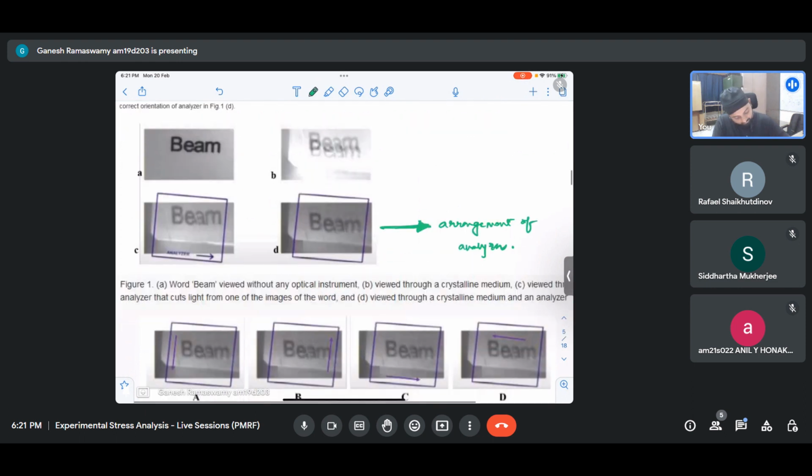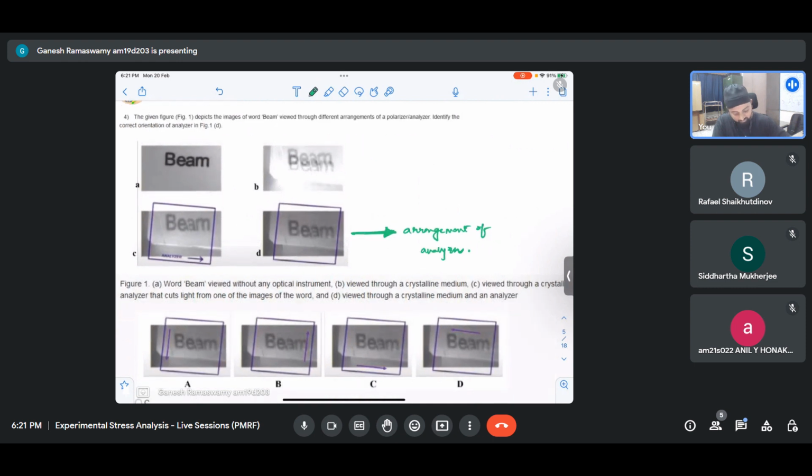One thing, I suppose in this question, it is clearly mentioned here that first of all it is being viewed through a crystalline medium, because if we just were to take case A, it is just the word beam as we would see it. Now the second case B, when it is viewed through a crystalline medium, for example, if we were to keep a crystal over the word beam, then we would be seeing two such words. That is because of double refraction. Exactly.